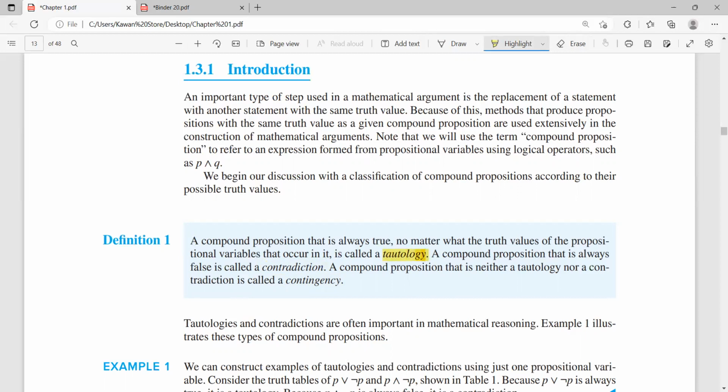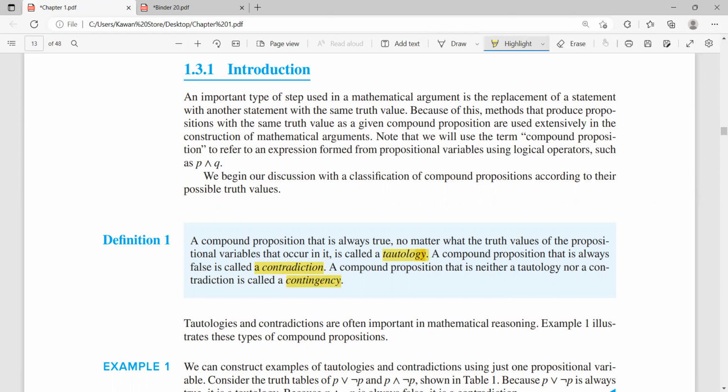The outcome. Understood? I have P, I have Q, I use something, the result is totally true. How about contradiction? Contradiction means that the result is totally false. How about contingency? It means that it may be false or true, it depends.